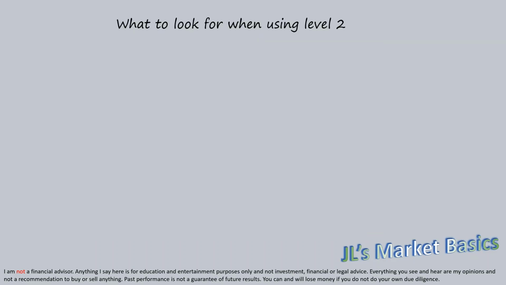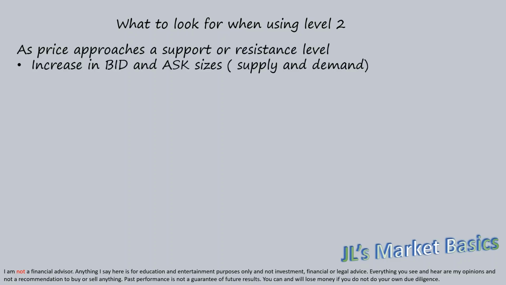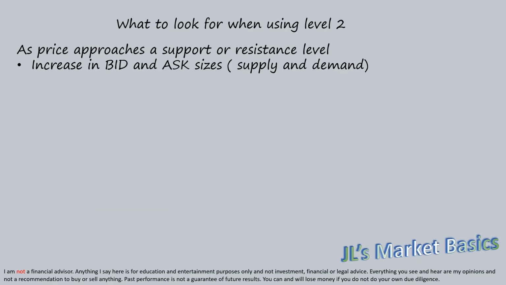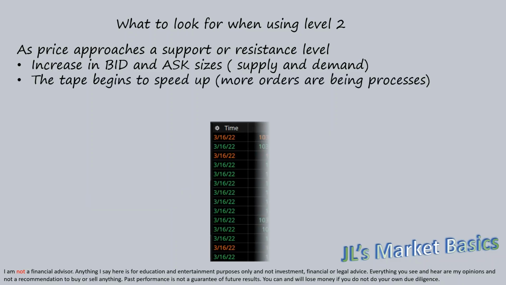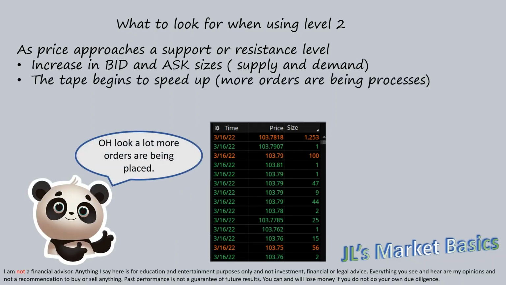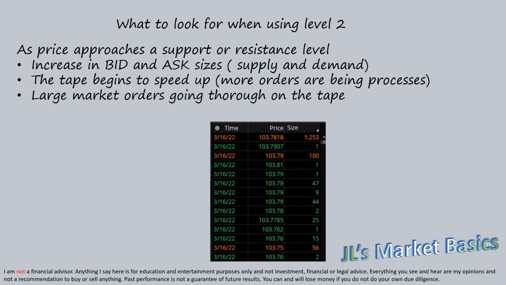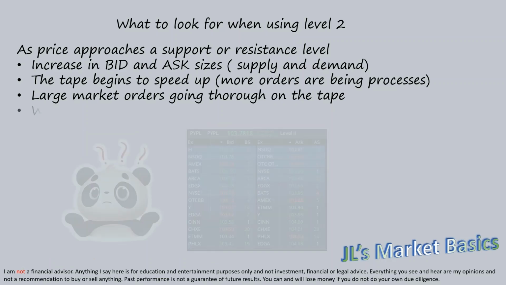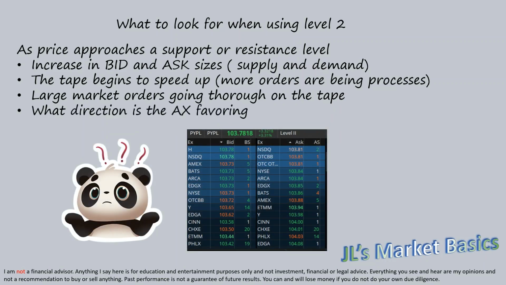What to look for when reviewing level 2 and the tape? Well, as price approaches support or resistance levels, you want to see if there is an increase in bid and ask sizes. Is the tape speeding up, meaning more participants are getting involved in this price zone? Are large market orders going through on the tape indicating people either want to get in or out regardless of what price is doing at that time? And what is the direction of the axe?